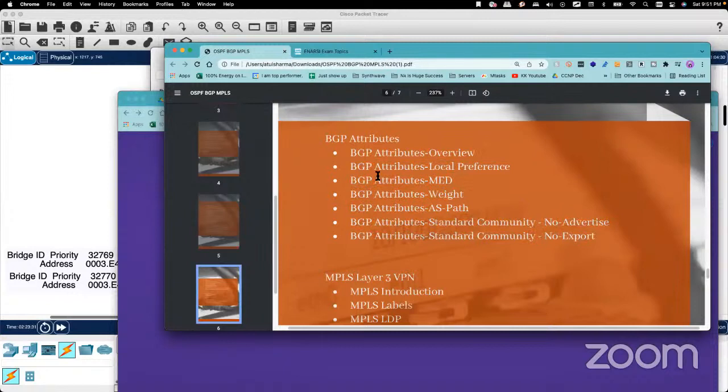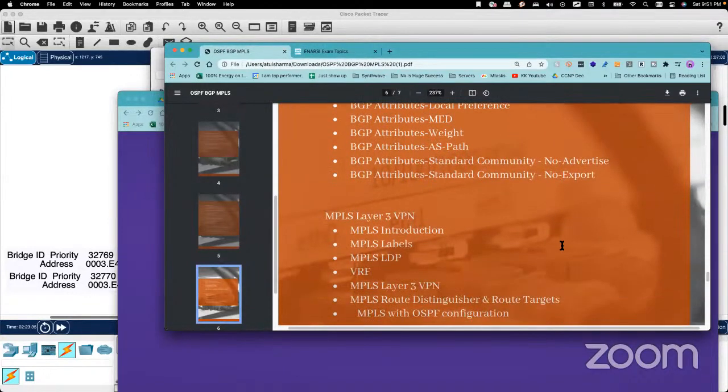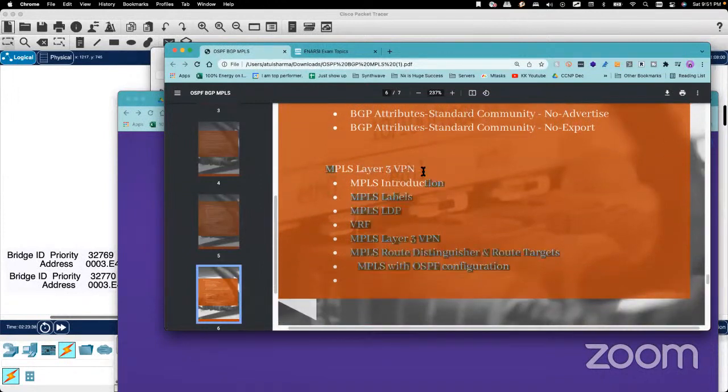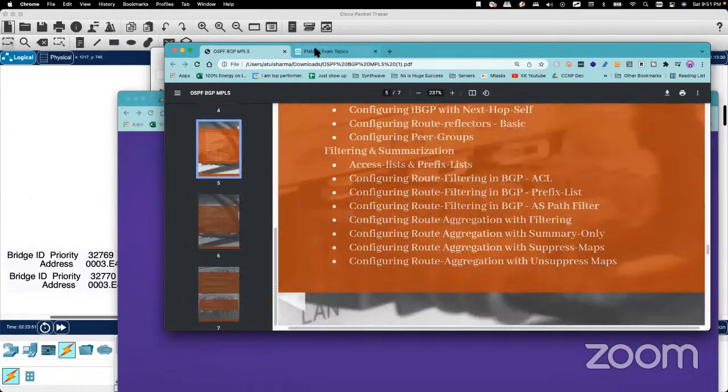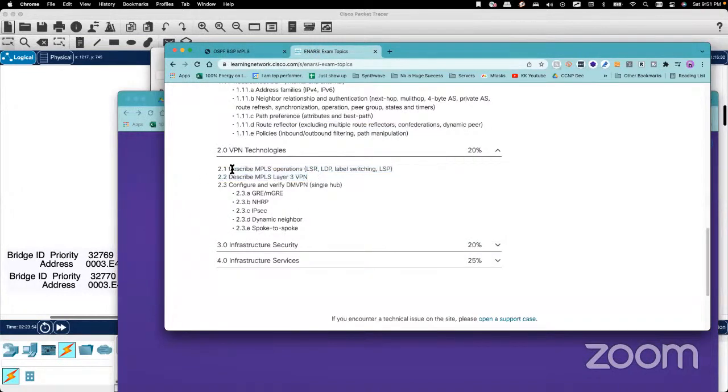The BGP attributes, BGP local preference, BGP MED, weight, AS path, all the communities. And then in MPLS, we will learn the configurations also. You can see we will learn the VRF, MPLS L3 VPN, what is RD value, what is RT value, and MPLS with OSPF configuration we will do. But if you check the RC content, there is no configuration of MPLS, no RD value or RT value. So these things are not covered.